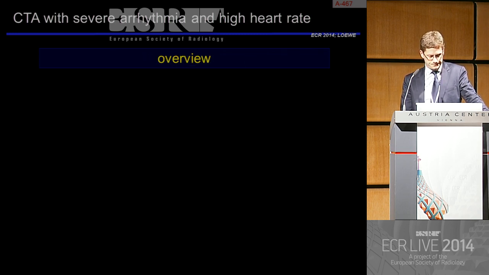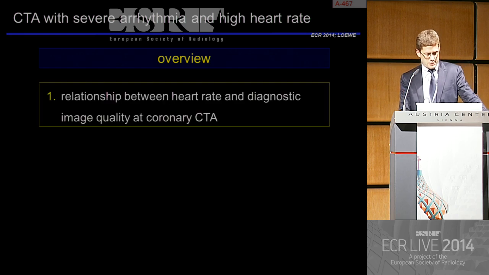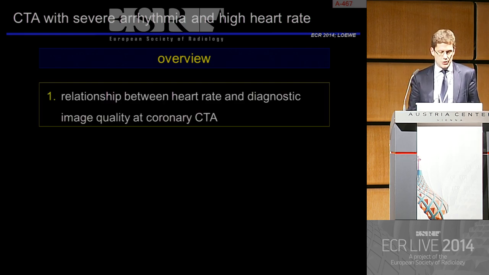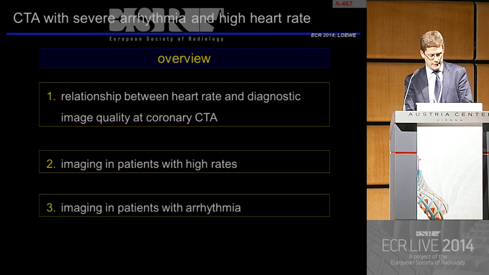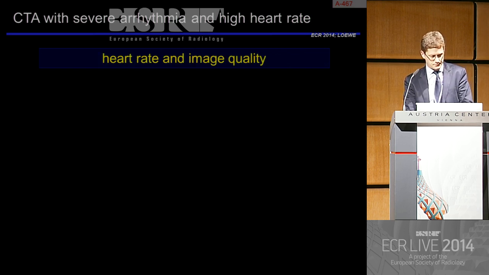following the scan. So, I will just start to give you an overview about the relationship between the heart rate and the diagnostic image quality at coronary CT angiography and the importance of lowering the heart rate. And then I will try to give you some tips or thoughts about imaging in patients with high heart rates and in patients with arrhythmia.